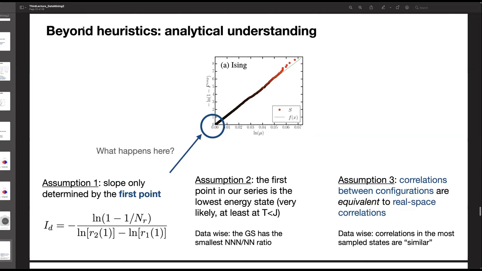Remember how we compute ID for a many body problem. It's not that we are looking at all the states. We are looking at a finite sample and then we draw these pictures of the distribution as a function of this variable mu, which is the ratio between next nearest neighbor and nearest neighbors. Now, the assumption that I want to make is that, since here we have a line, we assume that the slope of this line, which is ID, only depends on the first point. So we know that this line has to touch the origin. We said the first point determines the slope of this line. Brutal assumption, by the way. So this implies that ID is described by this simple formula.